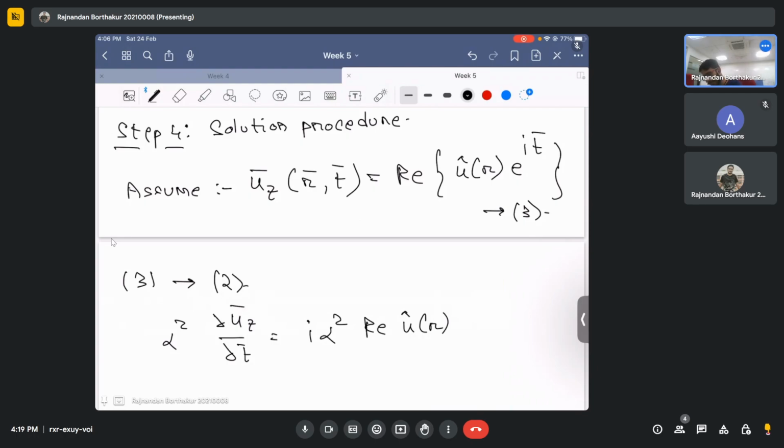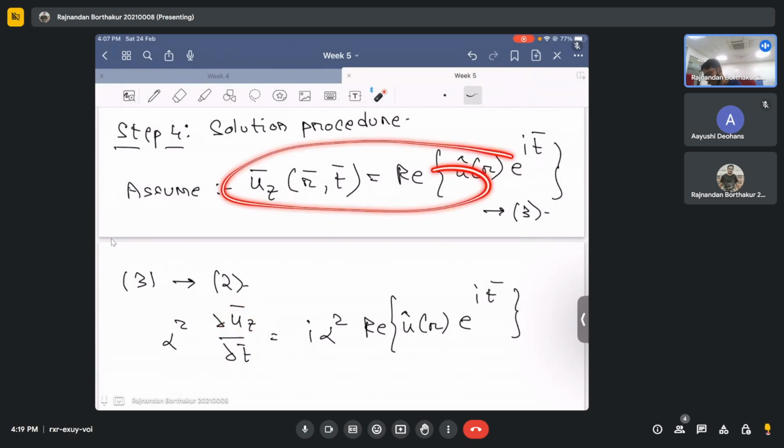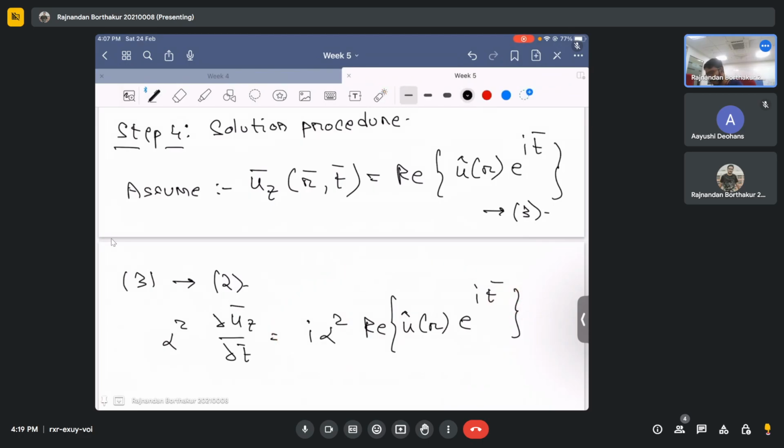I think this is fine. What we did is we just substituted this uz here. Since there is just a time derivative, this I would basically come outside, and that becomes I alpha squared, and this term would otherwise be the same. Okay, so let's see the other term.